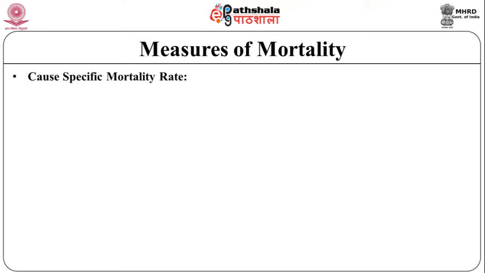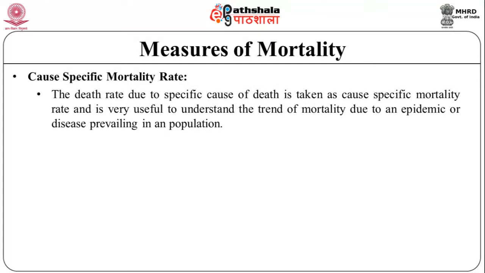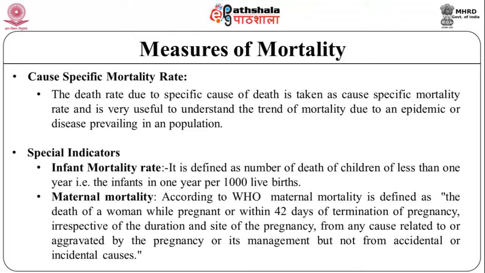Now let us see cause-specific mortality rate. The death rate due to specific cause of death is taken as cause-specific mortality rate. This expression is very useful to understand the trend of mortality due to an epidemic or a disease prevailing in a population. Next, we have special indicators.